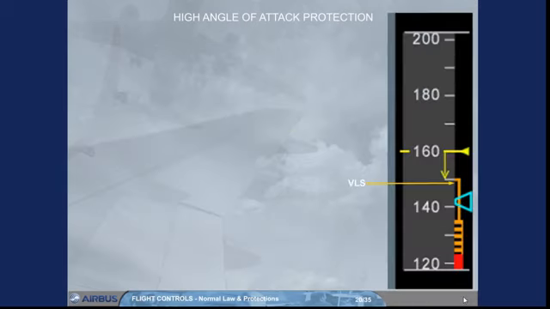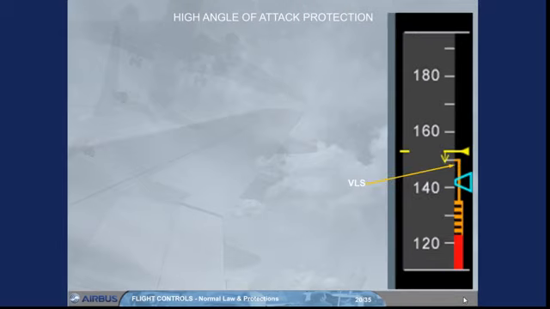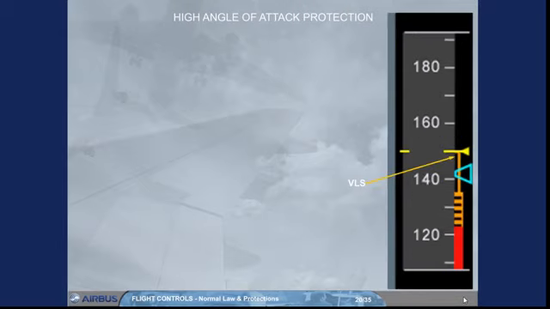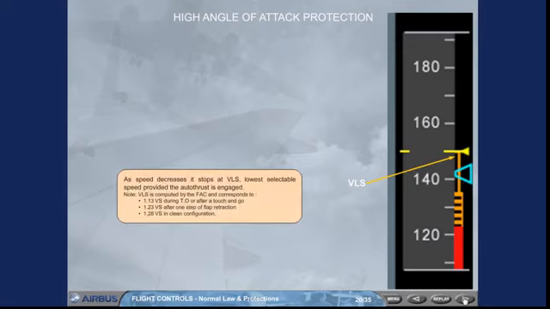As speed decreases, it stops at VLS, lowest selectable speed, provided the auto thrust is engaged. Note, VLS is computed by the FAC and corresponds to 1.13 of VS during takeoff or after a touch and go, 1.23 of VS after one step of flap retraction, 1.28 of VS in clean configuration.